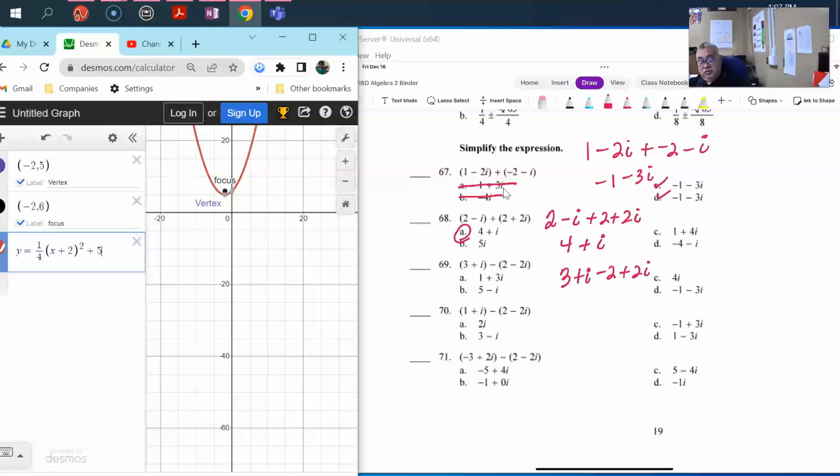69, 3 plus i minus 2 plus 2i. So 3 minus 2 is 1. i plus 2i is 3i. So 1 plus 3i, I don't see it here. 69. Oh yeah, it's 8. And I was just seeing a lot of people miss these type of problems.